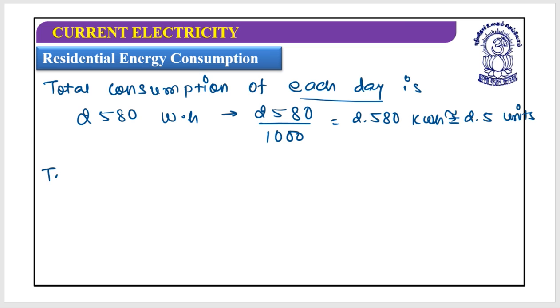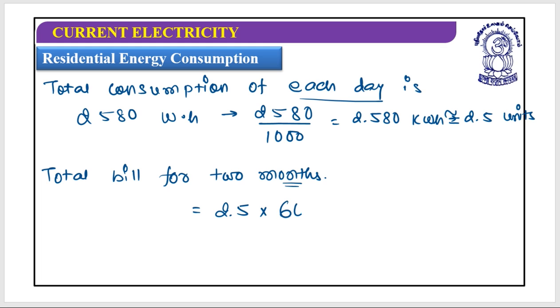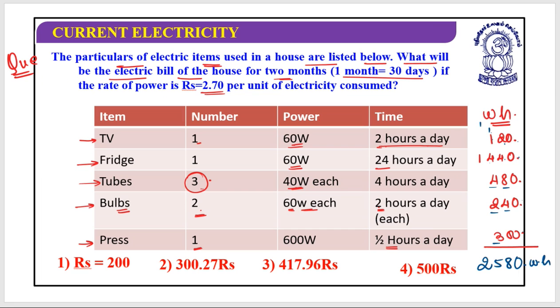So the total bill for 2 months can be calculated as follows: this is 2.5 units for each day. For 2 months, they have mentioned it is 60 days, multiplied by per unit cost, which is rupees 2.70.